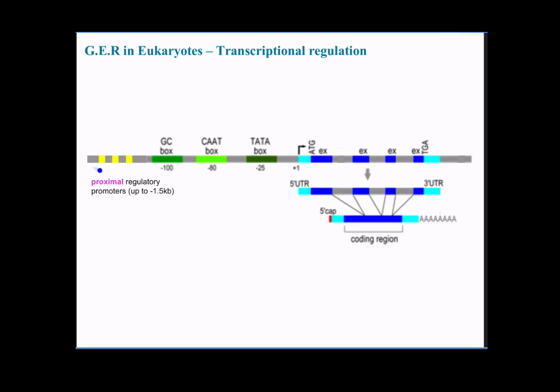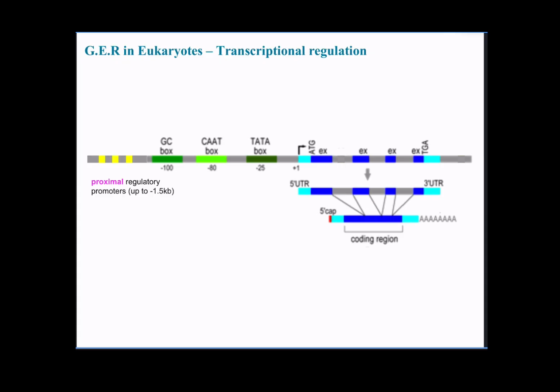Now, upstream of the core promoter, there is what we normally call a regulatory promoter, a proximal regulatory promoter. And this is, by convention, typically you will find these proximal regulatory promoters all the way up to about 1.5 kilobases upstream of the TSS. So up to about 1,500 base pairs upstream of the TSS, you might still find binding sequences for proteins that will regulate the expression of a gene, and hence the name regulatory promoter, right?